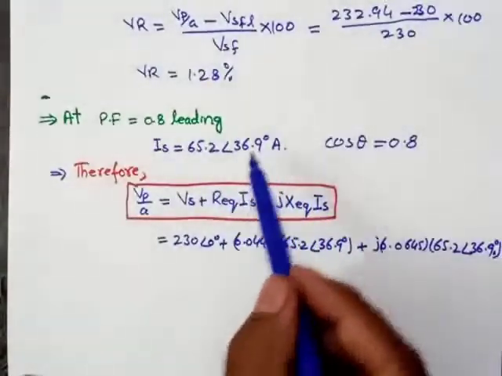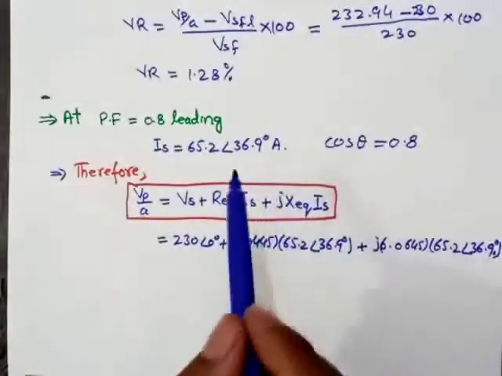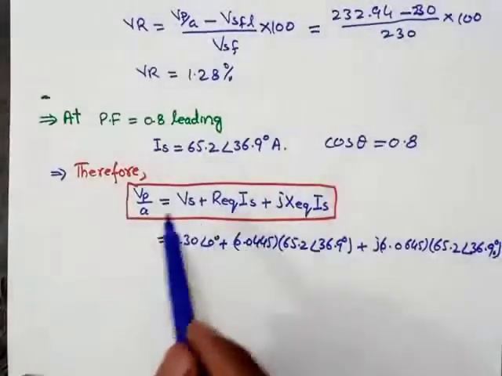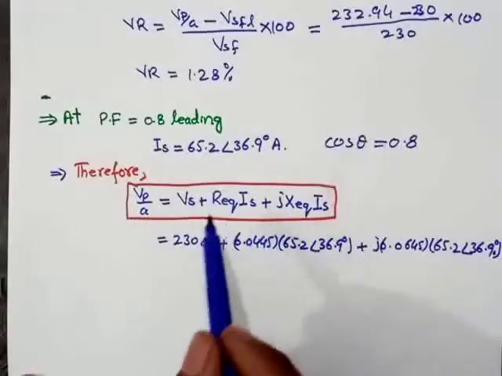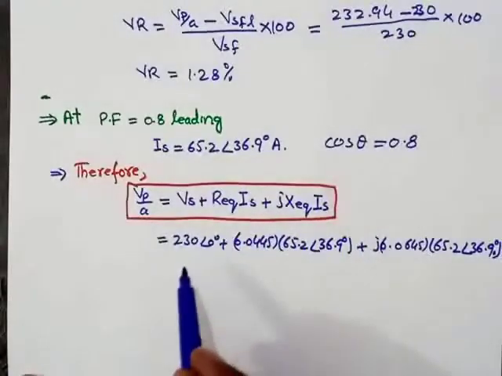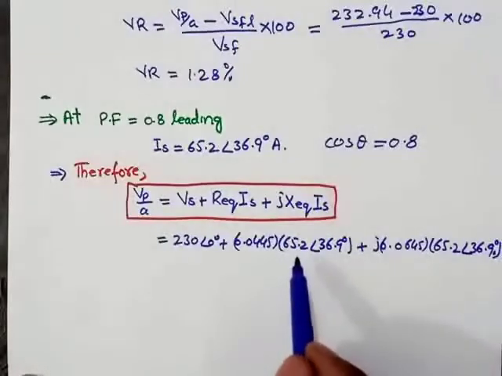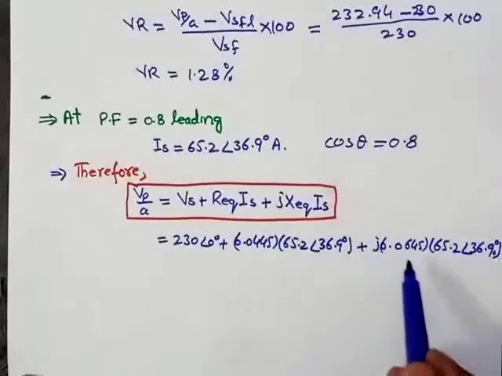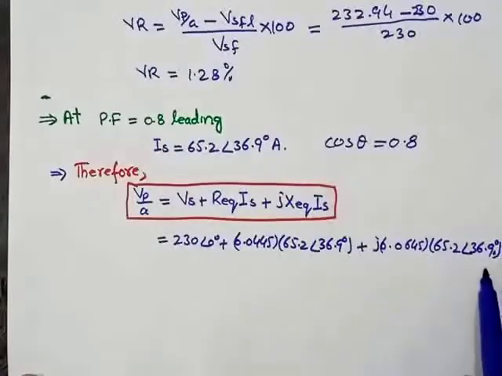If the angle of the voltage is 0 degrees, then the angle of the current will be positive. So that's why the angle of the current is now positive. Similarly, we will find the value of Vp over A by putting the values of Vs, R equivalent Is, and j X equivalent Is in this equation. We get 230 angle of 0 degrees, plus 0.0445 times 65.2 angle of 36.9 plus j 0.0645 times 65.2 angle of 36.9 degrees.